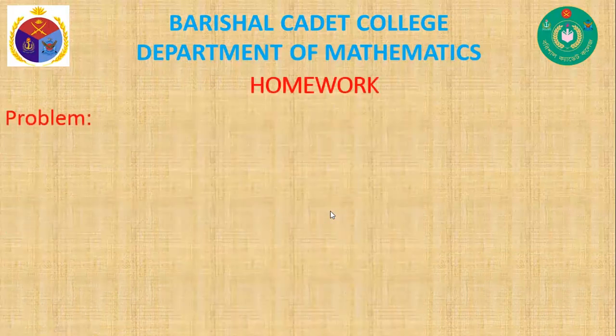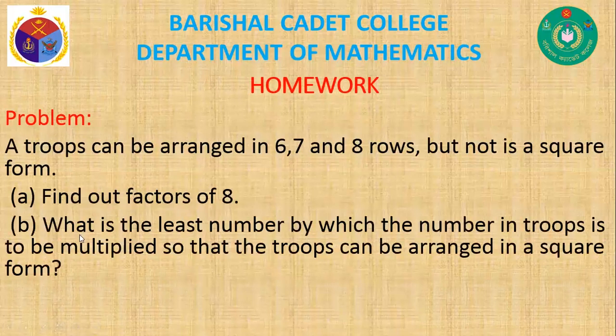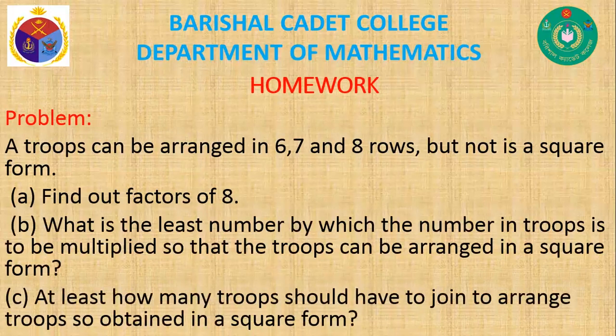Now it is time to take some homework. Your homework is: a troop can be arranged in 6, 7, and 8 rows, but not in a square form. Number A: find out the factors of 8. Number B: what is the least number by which the number in the troop is to be multiplied so that the troop can be arranged in a square form? At least how many troops should have to join to arrange the troops so obtained in a square form?